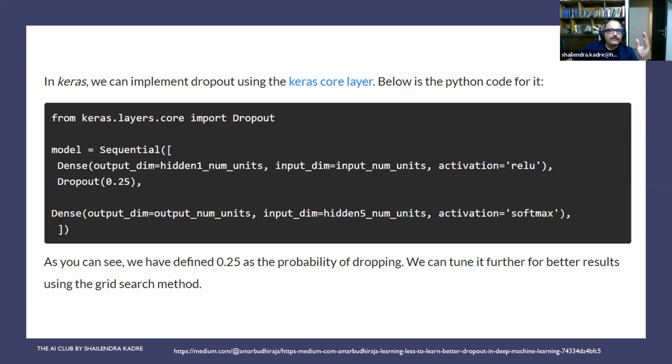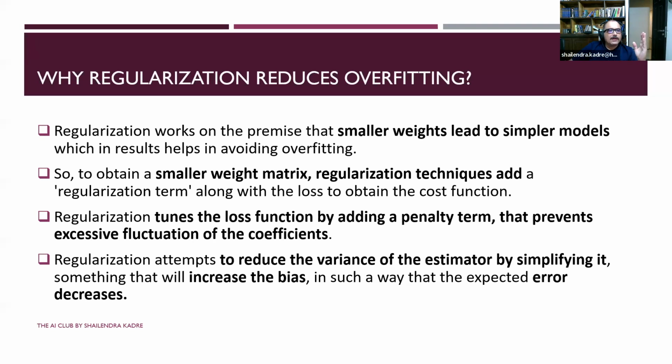So there are a few more things, like why regularization reduces overfitting. I think we have understood very well why. If you apply L2 regularization, it will make your weights smaller. That's how it will reduce. And if you apply L1, it will altogether make them 0, so it will eliminate some neurons. It will make the model simpler. Regularization tunes the loss function by adding a penalty term. It prevents the excessive fluctuation of coefficients.